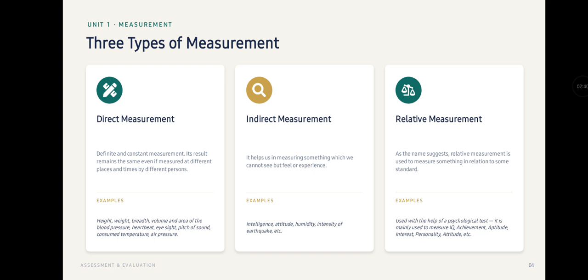Third, we'll go to relative measurement. As the name suggests, relative measurement is used to measure something in relation to some standard. It is used with the help of psychological tests. It is mainly used to measure IQ, achievement, aptitude, interest, personality, attitude, etc.